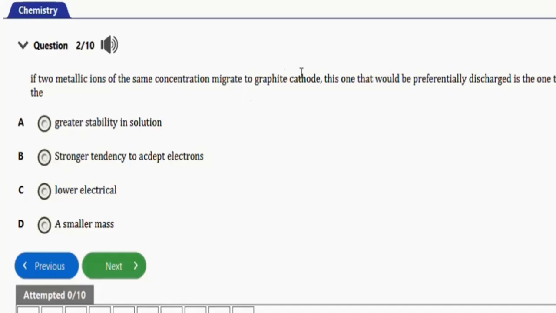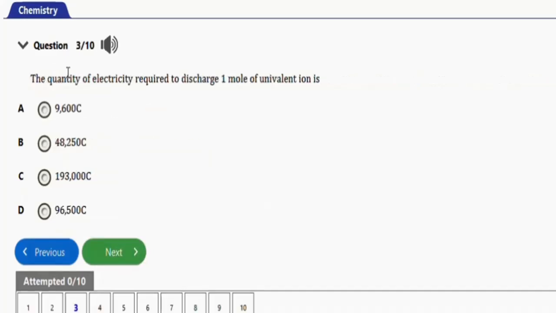Next repeat question will be this one. It says, if two metallic ions of the same concentration migrate to graphite cathode, the one that would be preferentially discharged is the one that has, option A, greater stability in solution, B, stronger tendency to accept electrons, C, lower electrical, the sentence is not complete, D, a smaller mass. The right option is option B, the one that has stronger tendency to accept electrons. Okay, so that's for this question.